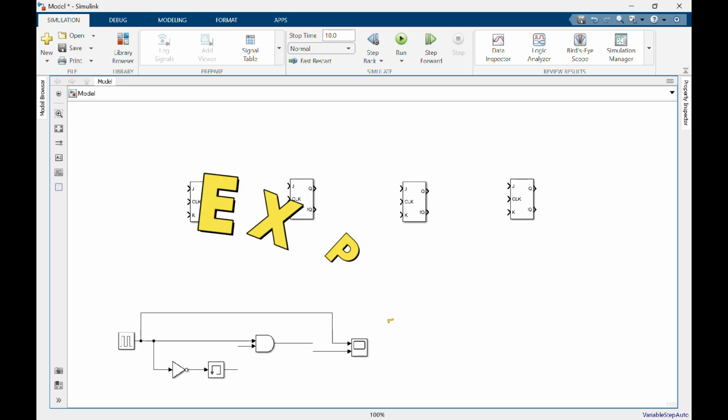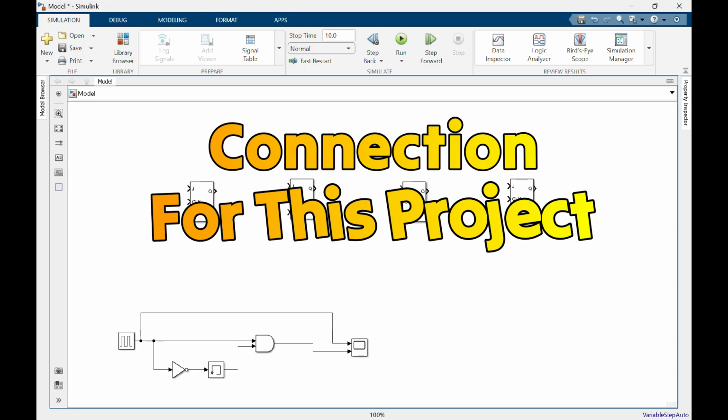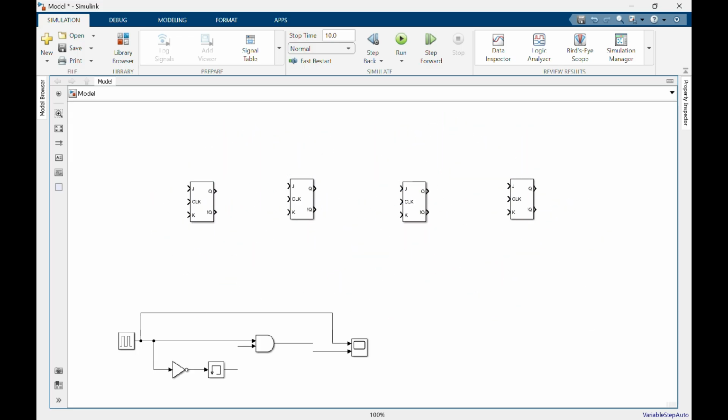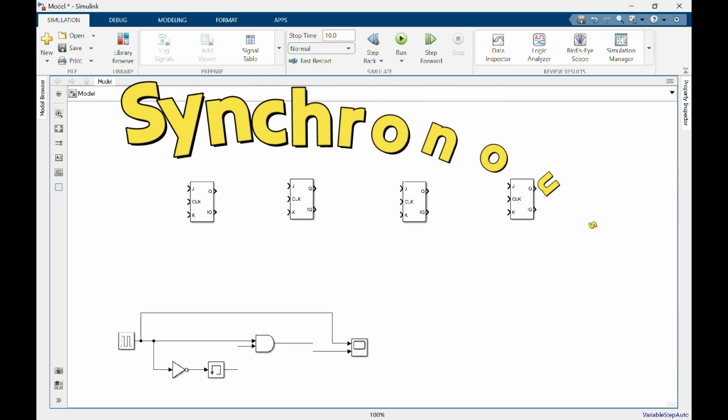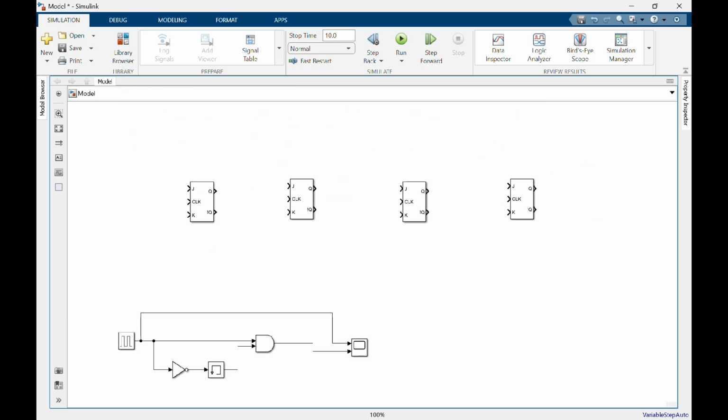So guys, I will explain the stepwise connection for this project. Here we are going to make a mode 10 counter. Simply, it is a synchronous counter that will count from 0 to 9. For our counter circuit, we have used 4 JK flip-flops.